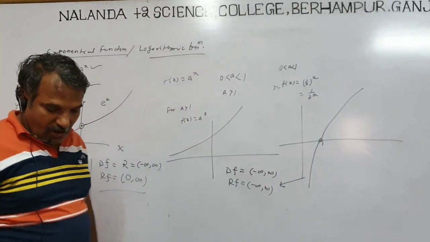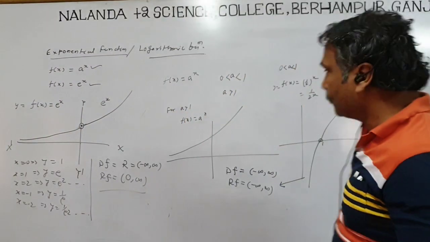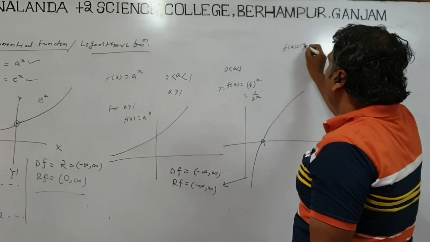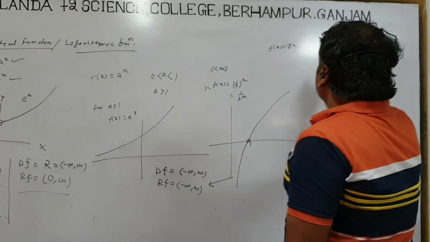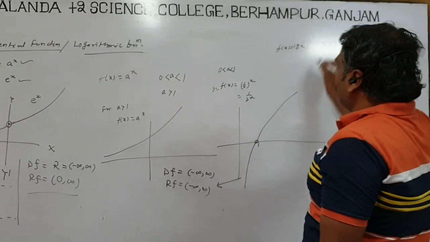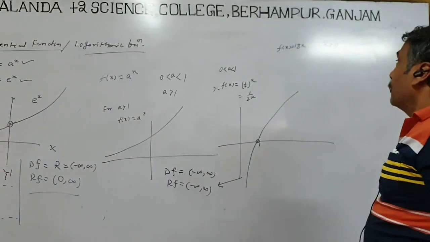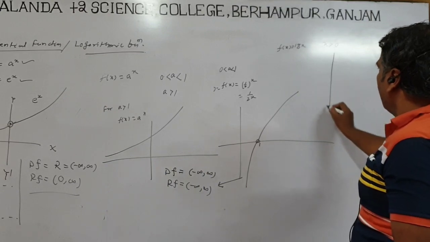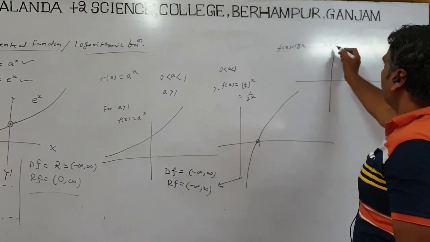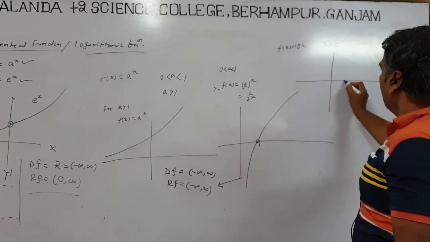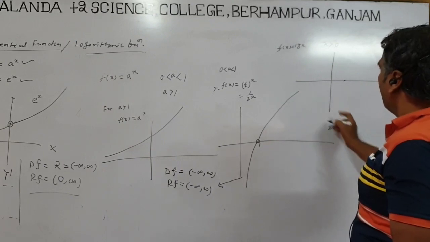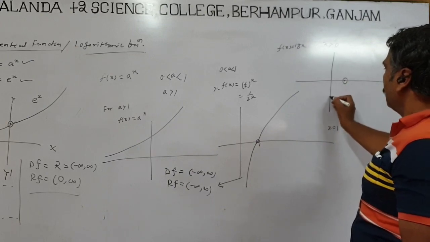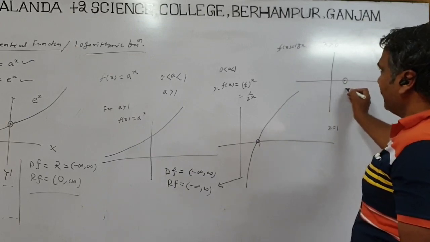Now the next one is the logarithm function. f of x equal to log x. Okay. x must be greater than 0. If x equal to 0, logarithm is not defined. Now this is the curve. When x equal to 1, y equal to log 1 equal to 0. When x lies between 0 to 1, it is negative.